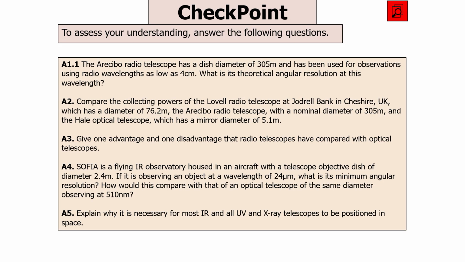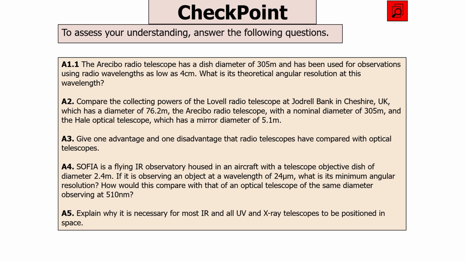The next question says, the Arecibo telescope has a dish diameter of 305 meters and has been used for observations using radio wavelengths as long as 4 centimeters. What is the angular resolution at this wavelength? Then compare the collecting powers of the Lovell radio telescope, which has a diameter of 76.2 meters, the Arecibo radio telescope with a diameter of 305 meters, and the Hale optical telescope with a mirror diameter of 5.1 meters. Then give one advantage or one disadvantage that radio telescopes have compared with optical telescopes.